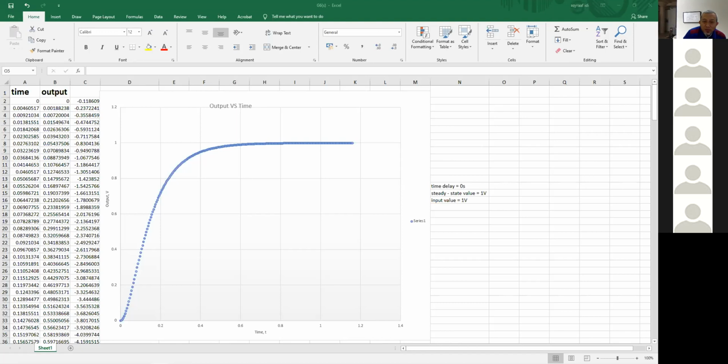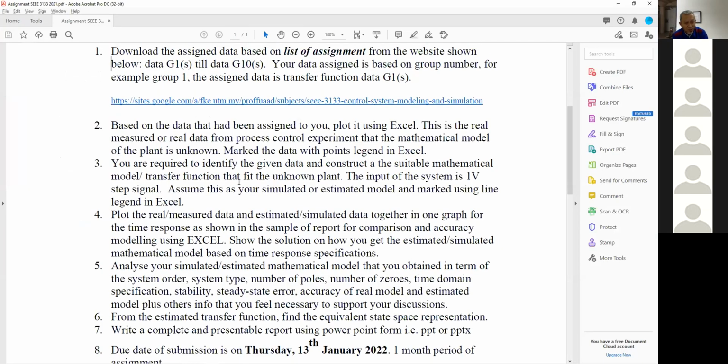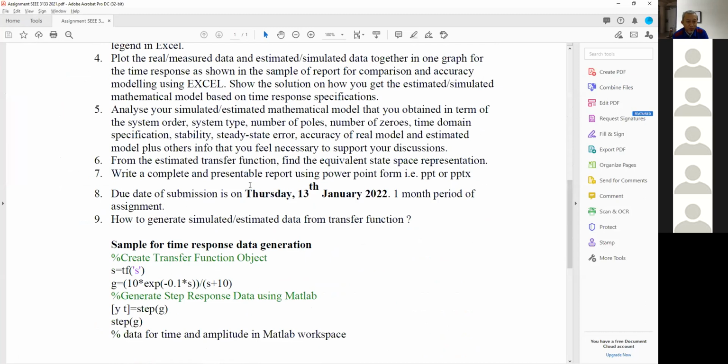So that is the estimation from this data. It is only an estimate, not yet final. So you type it in MATLAB and then you generate the time and output data from that MATLAB. Sample or program in the questions at the bottom. Oh, we can generate the output and time. You follow the questions. The bottom one: sample for time response data generation.